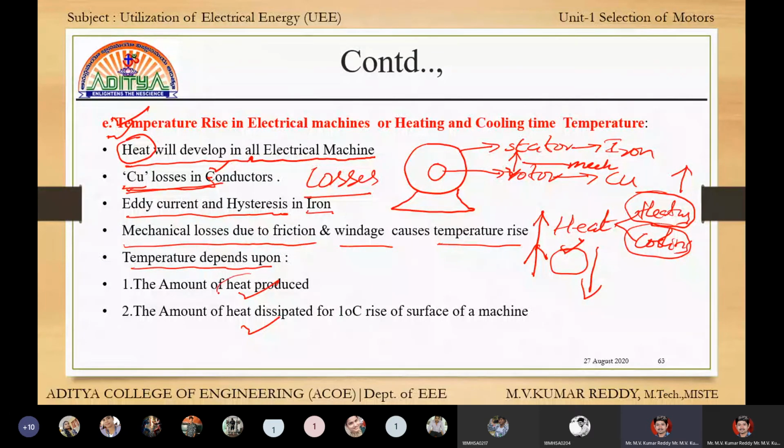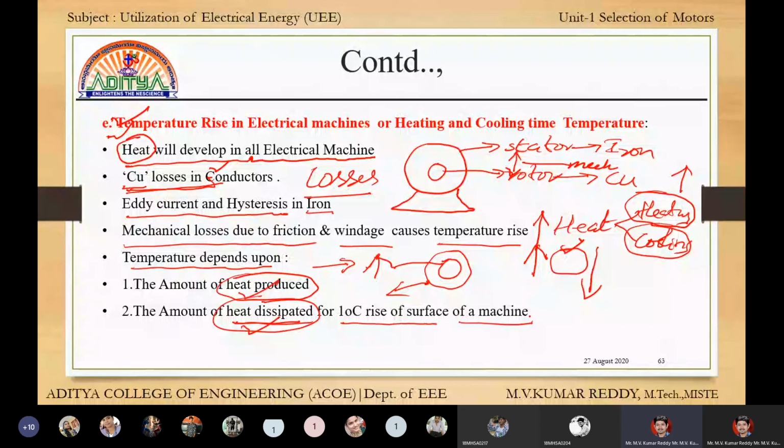First one is heat produced. Whenever electrical supply is given, heat is produced, and then heat is dissipated. This produced heat is shared to the motor and the outer surface of the motor, that means through air. Heat dissipation means going out of a motor. Here, heat dissipated for a 1 degree rise of the surface of a machine. Machine means it may be a generator or a motor.